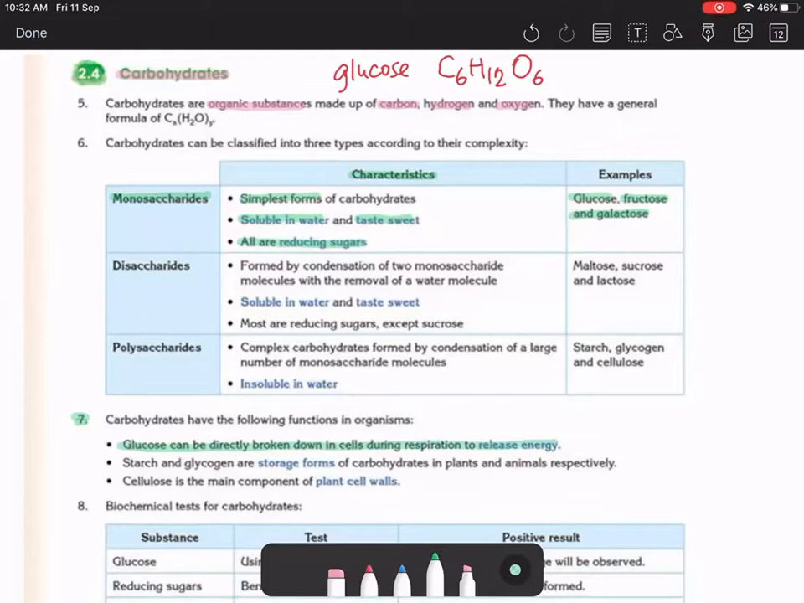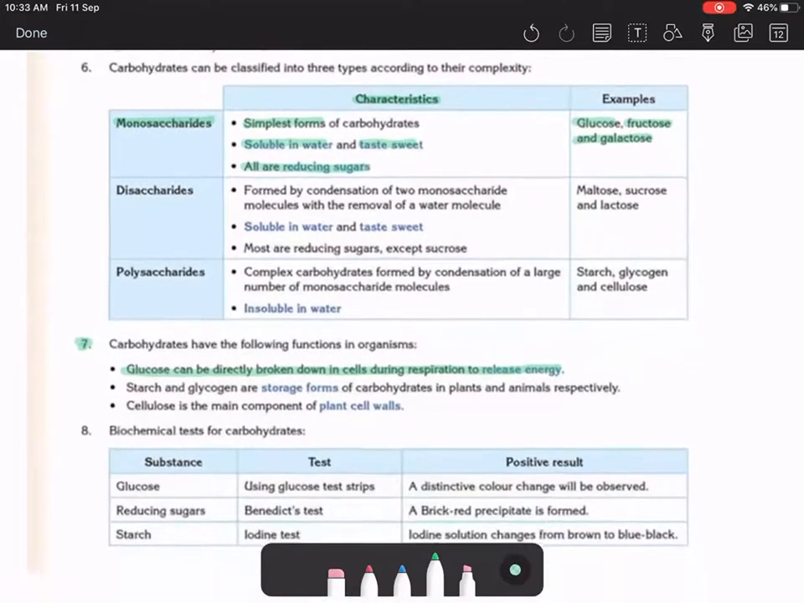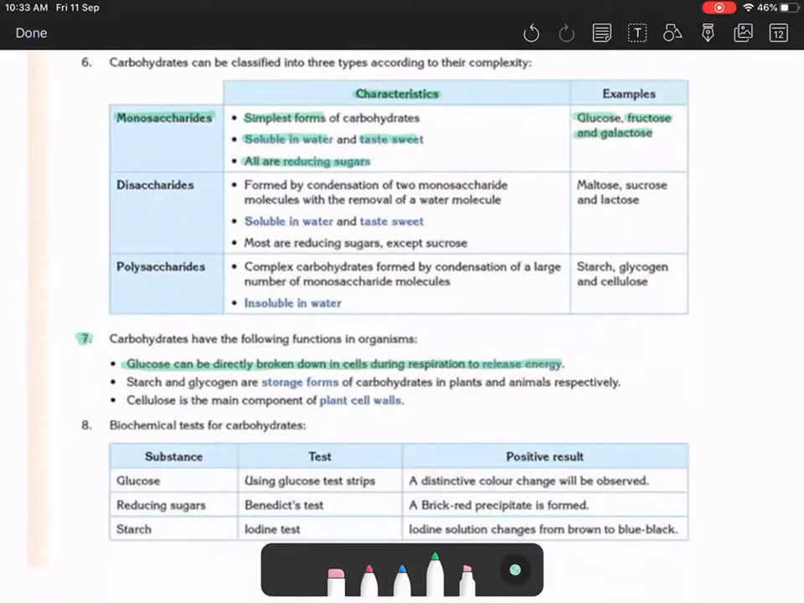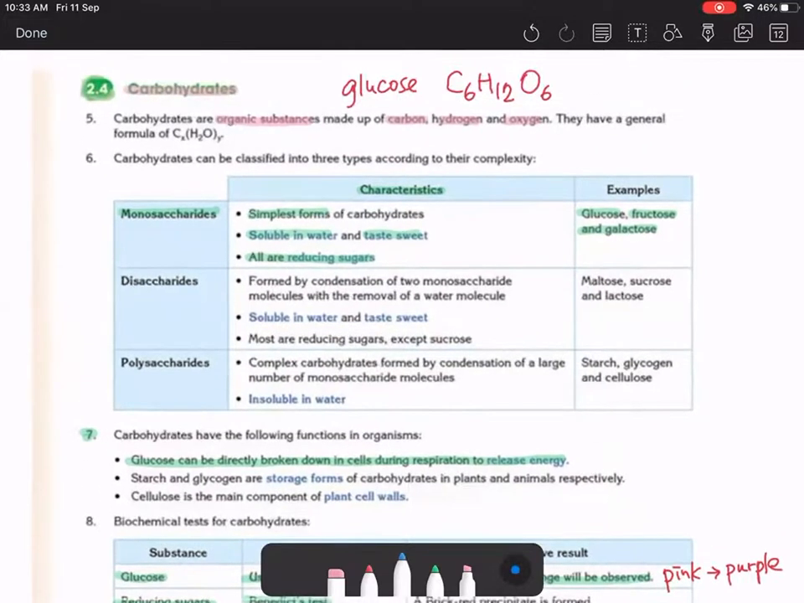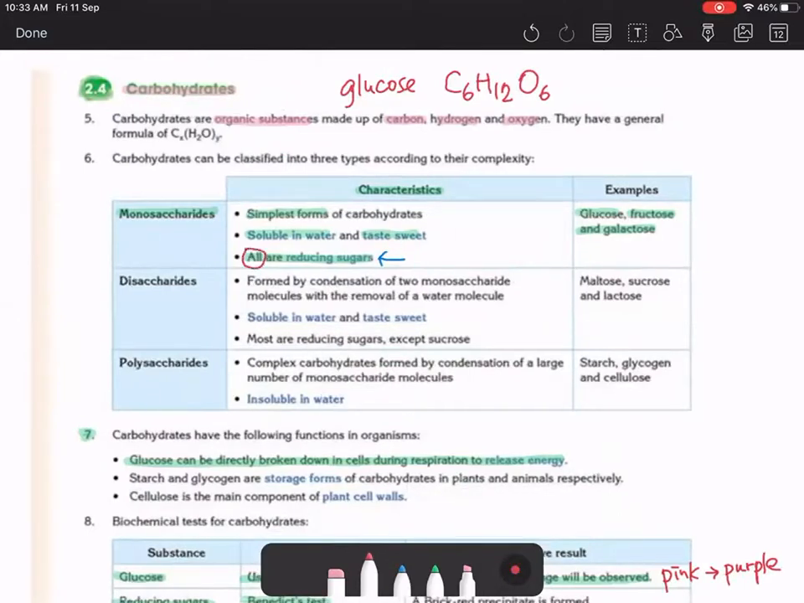Today we have gone through here, and also today we have done 2 tests for carbohydrates. The first one, for glucose, we use glucose test strips, right? There is a distinctive color change. I want you to write here again. It turns from pink to purple. And another test for reducing sugar. The name of the test is called Benedict's test. Bear that in mind. In the table, I use the red one. All monosaccharides are reducing sugars. All of them are reducing sugars.